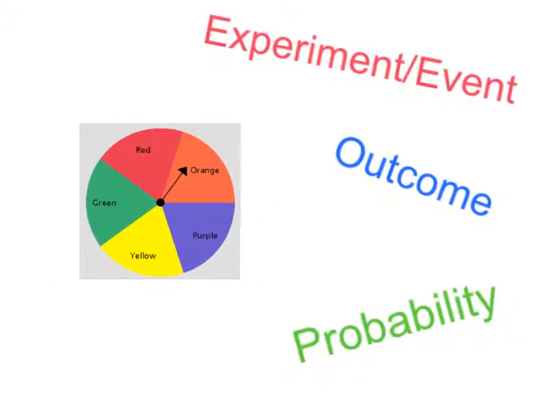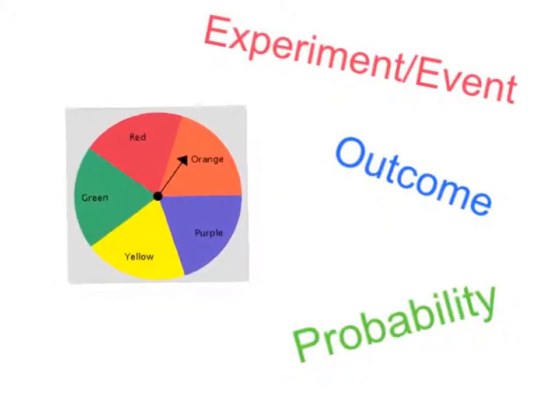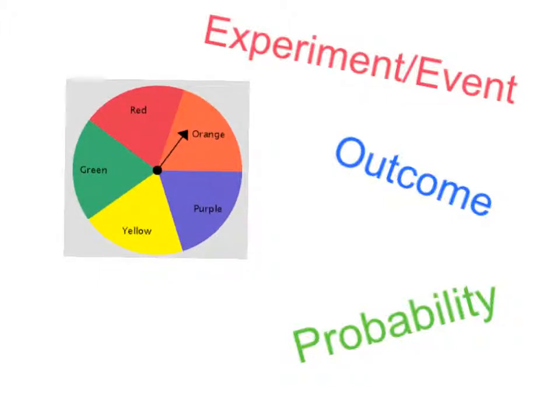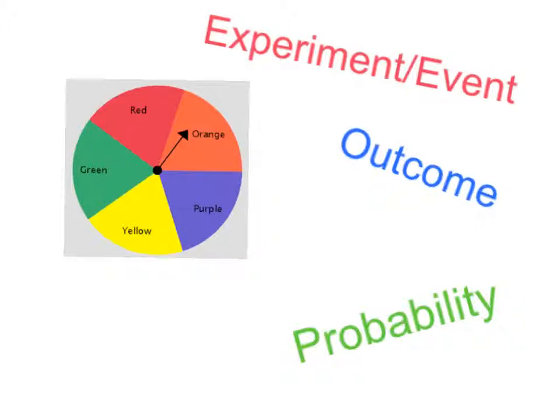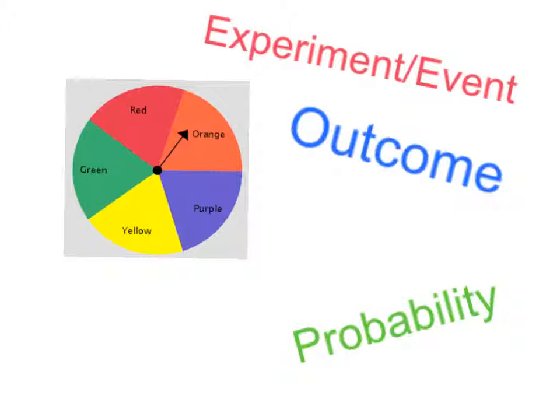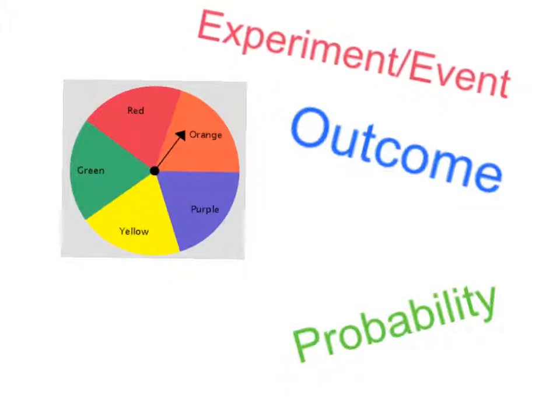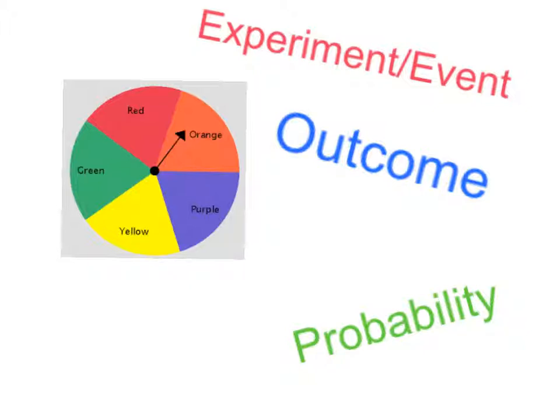So we have an experiment or event. The experiment or event is spinning the black arrow on that spinner. That is the event. The outcome, when we look at that spinner, there are 5 different colors that could be a possible outcome for us. What are those 5 different colors? We have red, orange, purple, yellow and green. So with this particular spinner, a spin on that spinner is the event, and our possible outcomes could be red, orange, purple, yellow or green.